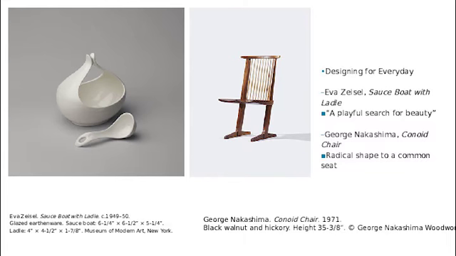And then on the right is George Nakashima's conoid chair, which is a radical shape to a common seat. And you can see that the artists are using their skills to take something that is plain that everyone just needs for everyday life. You need a chair to sit in, you need a bowl to eat out of, but they're elevating it to make it a more aesthetically pleasing experience for those who are lucky enough to have that in their living space as opposed to a plain chair or a plain bowl.